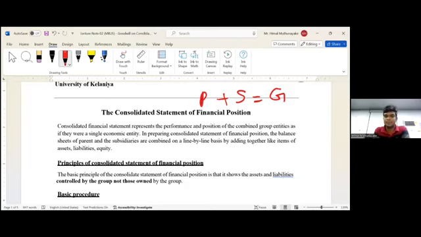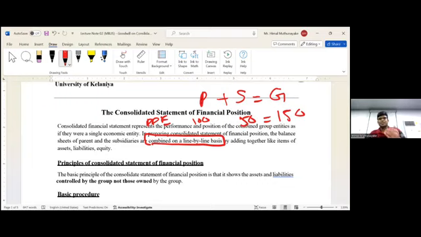For example, for the PPE value, the parent has 100 and the subsidiary has 50. In the group financial statement, we need to add these two and make it 150. So that means we combine on a line by line basis, because the group has the parent company and the subsidiary companies together. Therefore, you need to add line by line items.